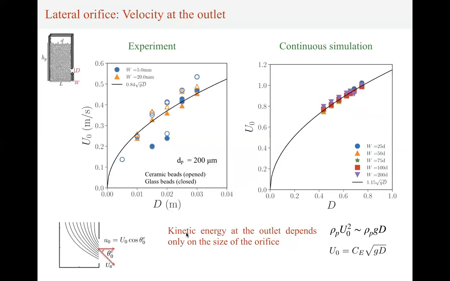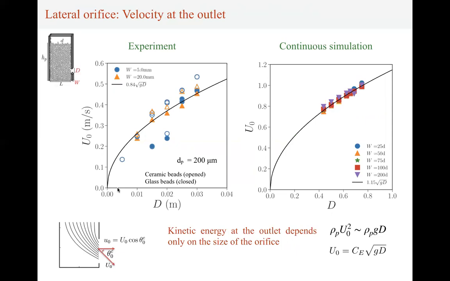If we now turn to the magnitude of the velocity at the outlet, we recover that it just depends on the size of the outlet D. At the outlet, if there is an arch, it develops only on the size of the orifice and not on the thickness.